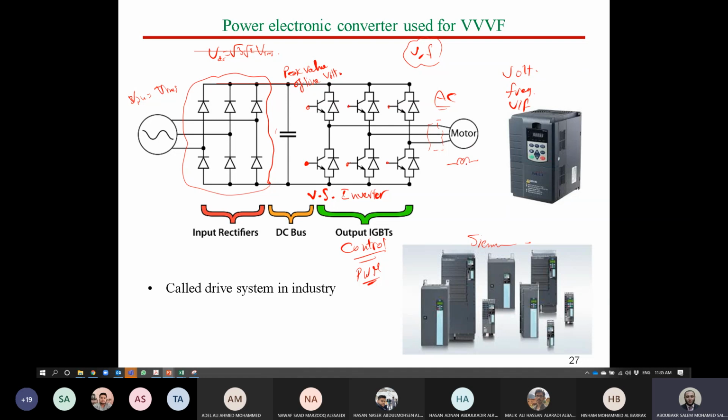Why? Because the machine itself will act as a filter, because you will filter the current. So the current will appear like a sinusoidal current without any or with very few harmonics, okay? Which will not affect the motor performance anymore.